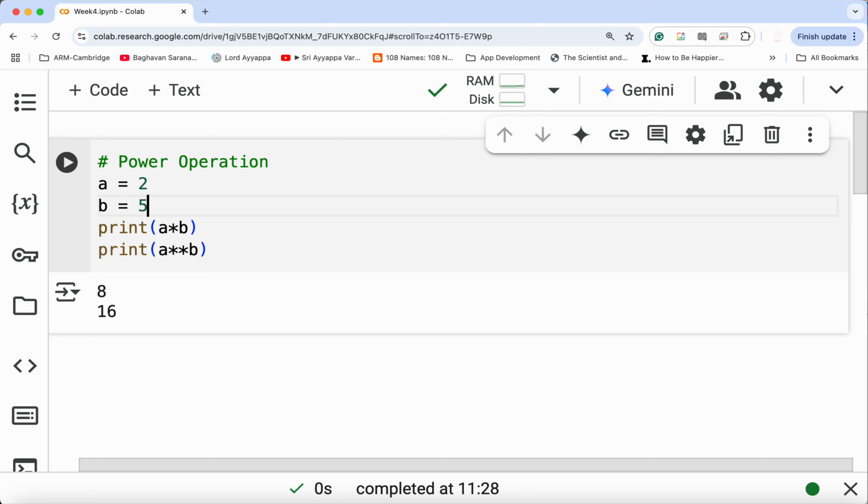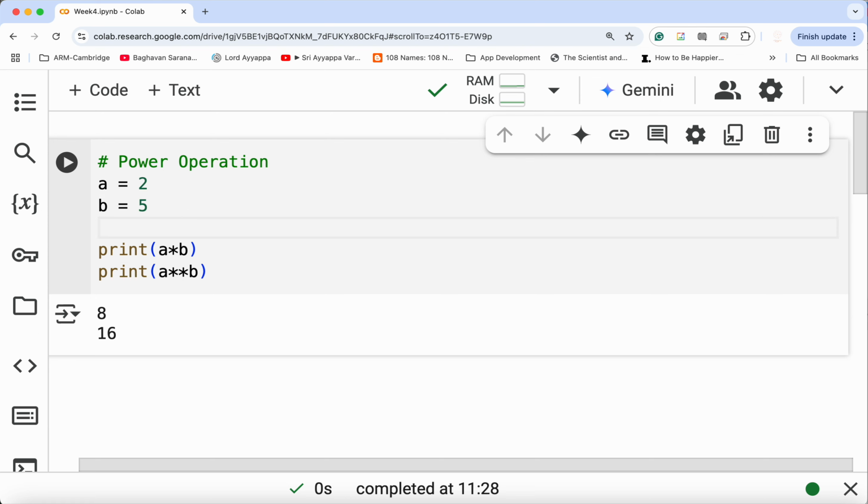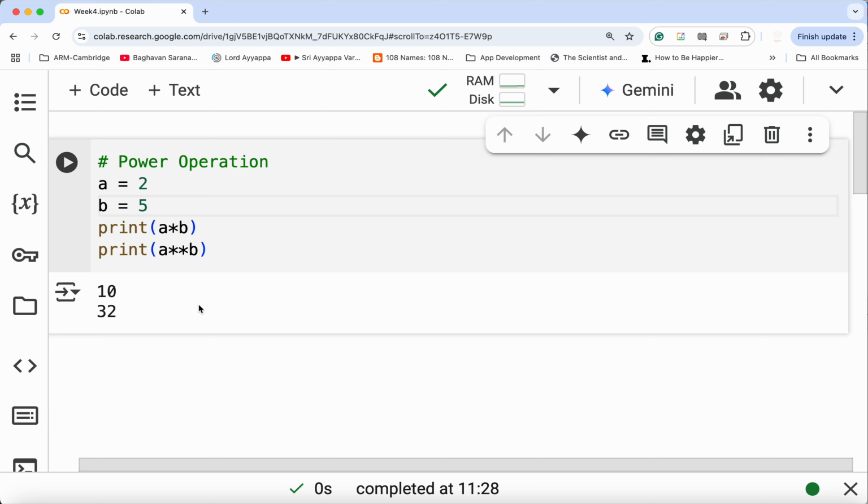Okay, so if I just change the number here maybe to 5, then I will get 2 times 5 is 10 and 2 to the power of 5 is 32. Alright, so the double asterisk is basically the power operation.